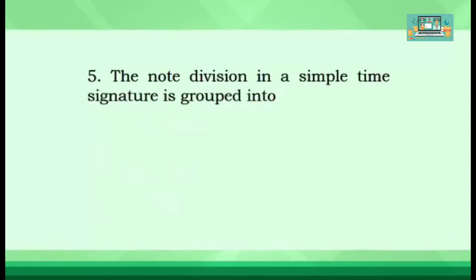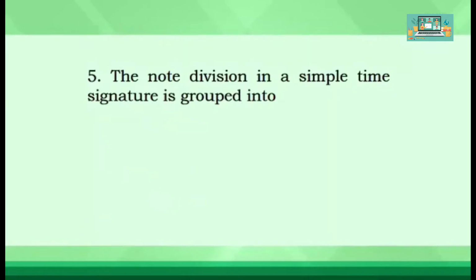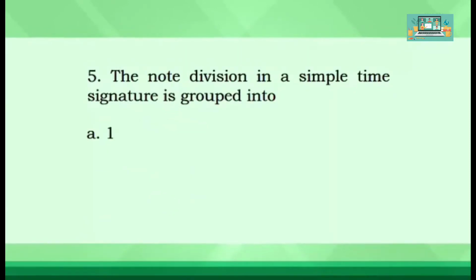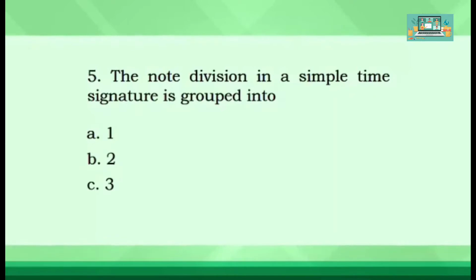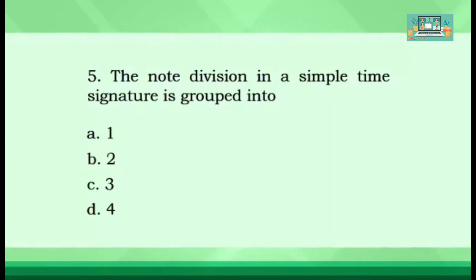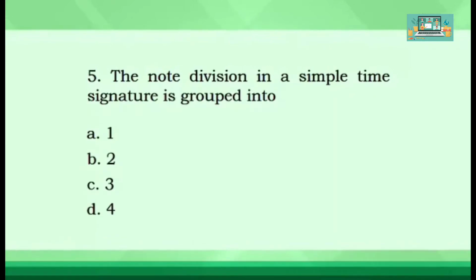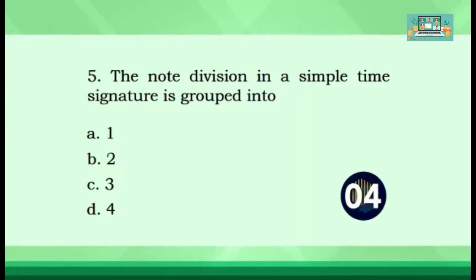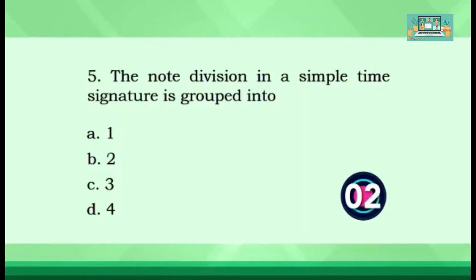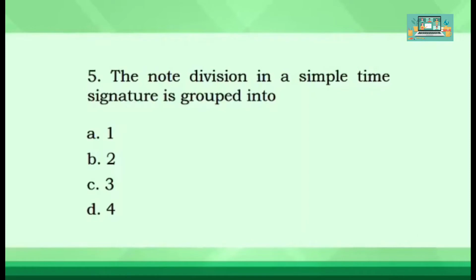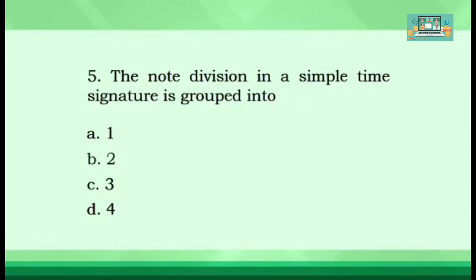And number 5, the note division in a simple time signature is grouped into A. 1, B. 2, C. 3, D. 4. And the correct answer is 2. Did you get all of them?